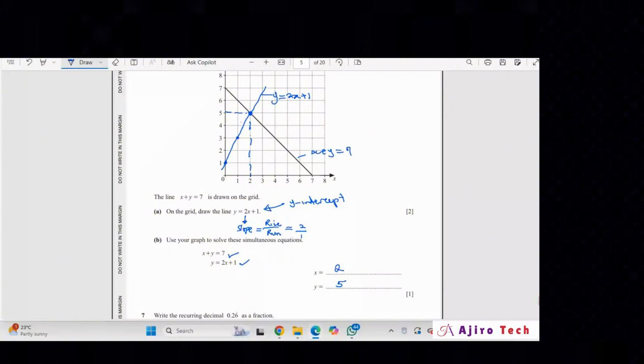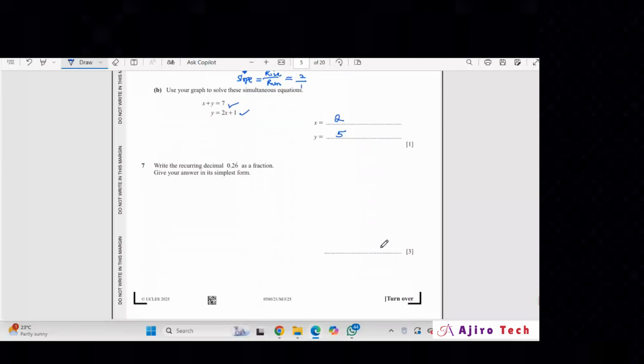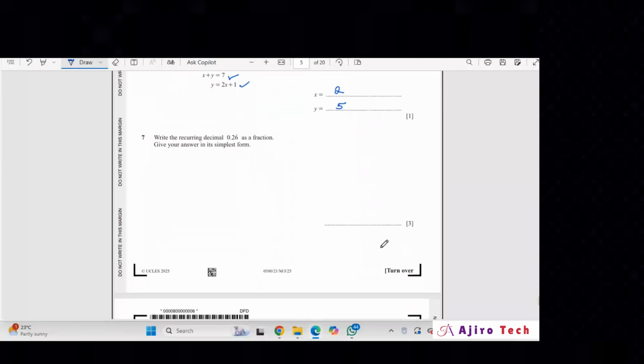So we just finished solving these questions. You can see how easy it is. It's not so difficult. Now let's look at this now. Write the recurring decimal 0.26 as a fraction. Give your answer in its simplest form.